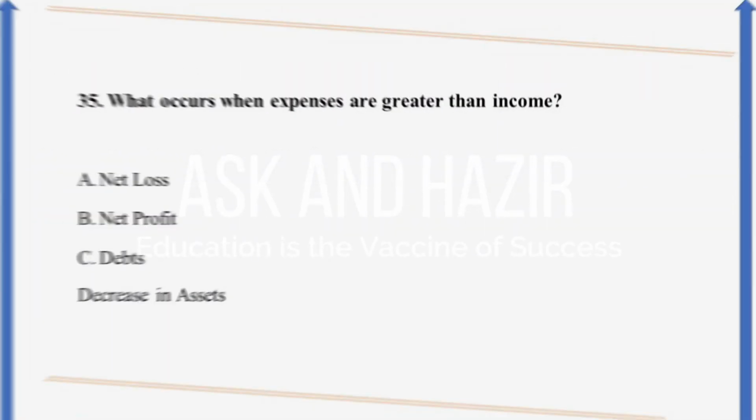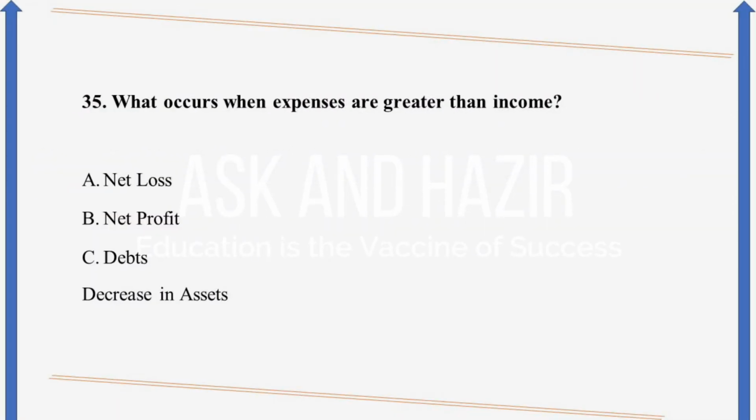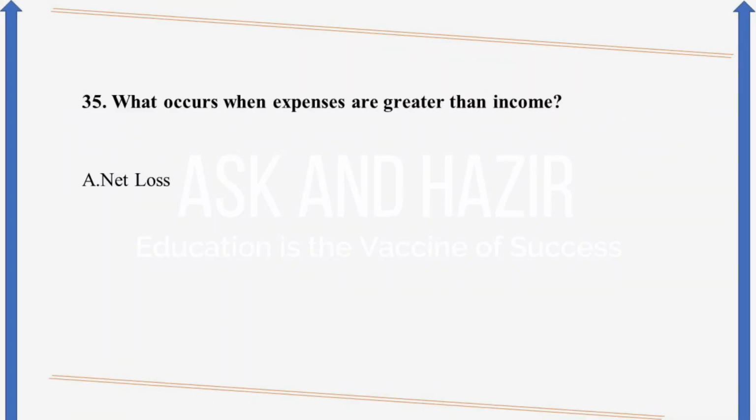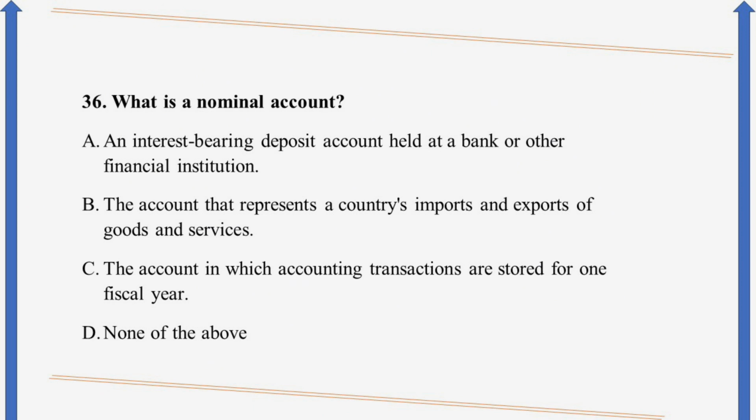35. What occurs when expenses are greater than income? Net loss. Net profit. Debts. Decrease in assets. Answer, A. Net loss.